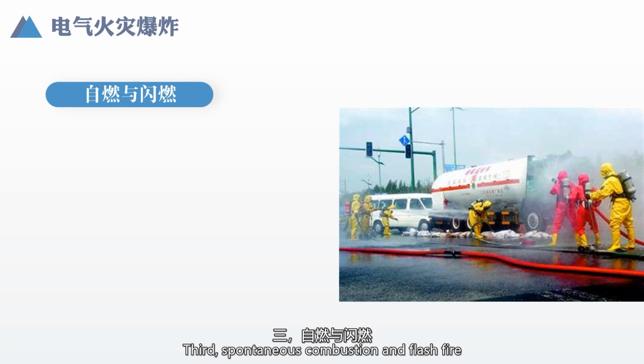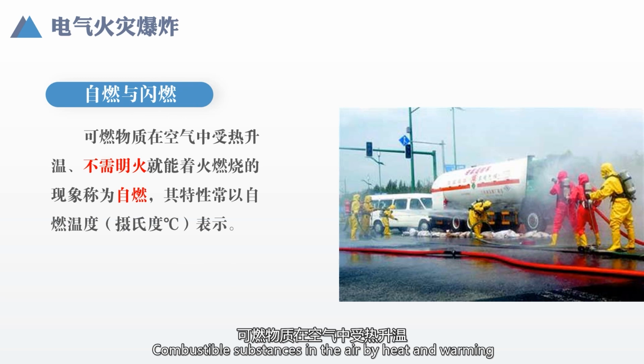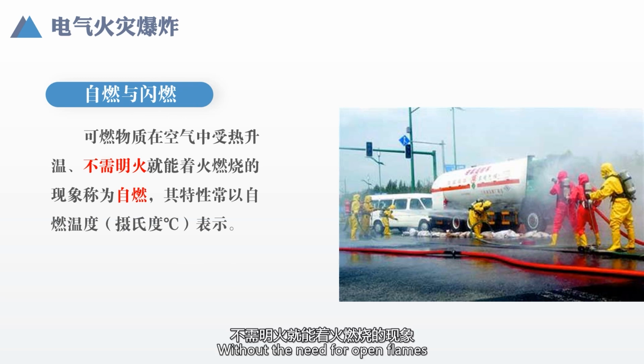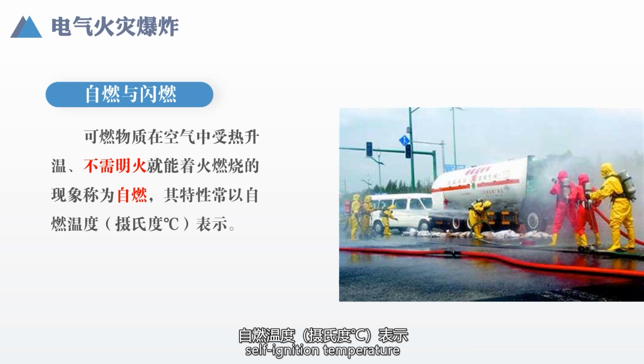Third, spontaneous combustion and flash fire. When combustible substances in the air are heated and warmed, without the need for open flames, they can catch fire and burn. The phenomenon is called spontaneous combustion. Its characteristics are often expressed in terms of self-ignition temperature, in degrees Celsius. The lower the self-ignition temperature, the greater the risk of fire and explosion.